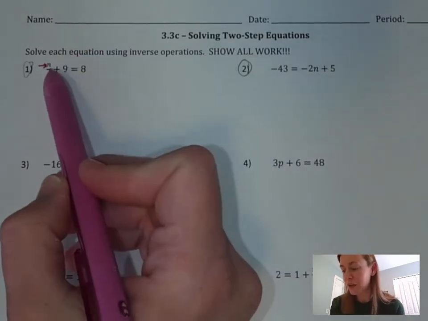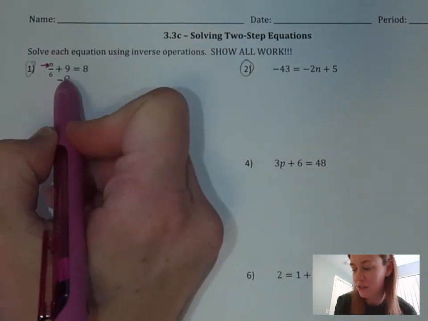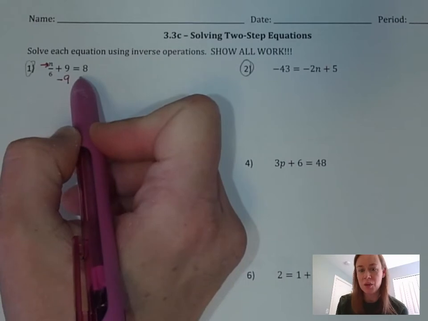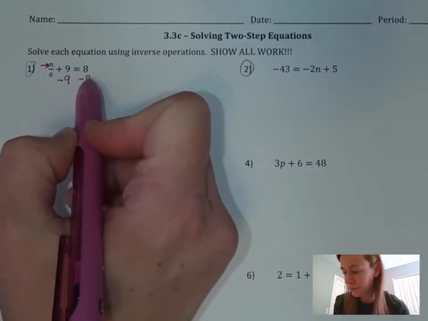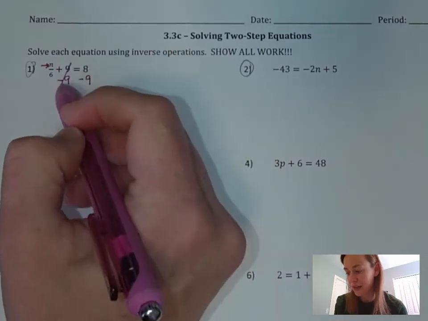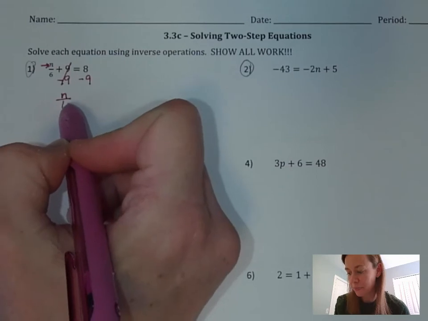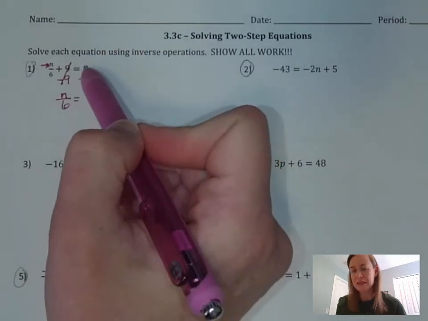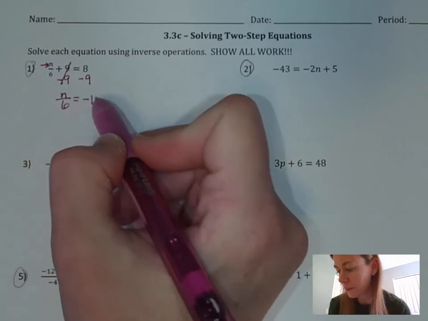We want to get rid of the one that is being added or subtracted separately from the fraction. So let's do minus 9, and what we do to one side, we have to do on both sides. Okay, these are going to cancel out to 0. I'm going to bring down my n over 6, and that's going to equal 8 minus 9, and that's going to equal negative 1.